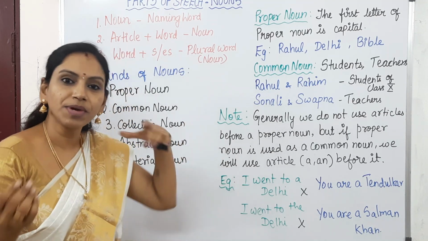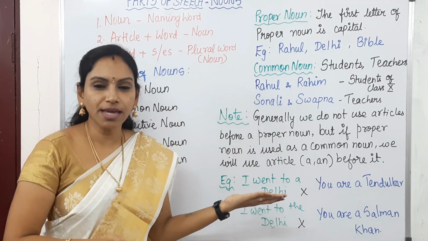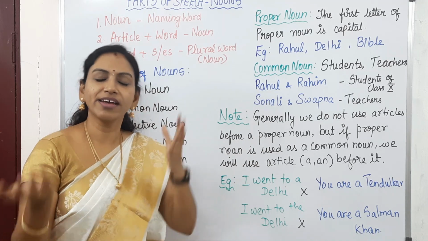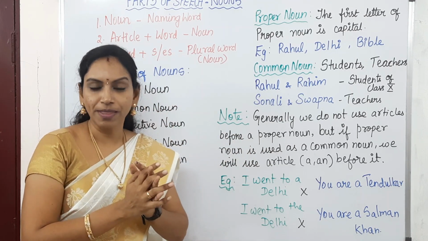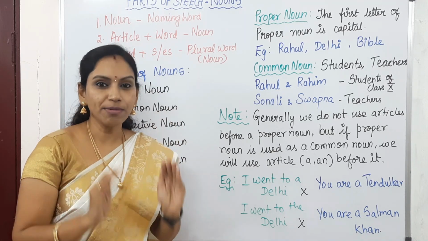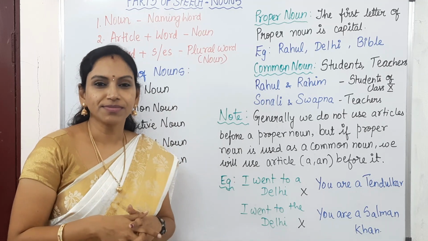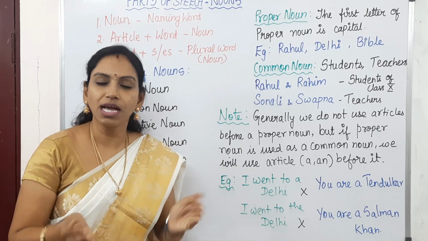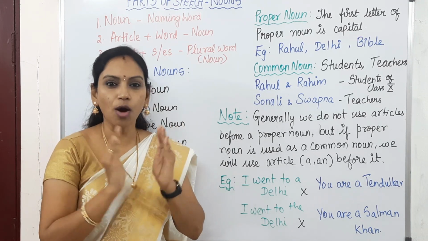Rahul, Rahim, Tendulkar, Aamir Khan, Sonali Bendre or Aishwarya Rai. All these are names. It's not only the name of a person, but also the name of some building. Take for example Eiffel Tower. So all these are names. Any naming word is called a noun.